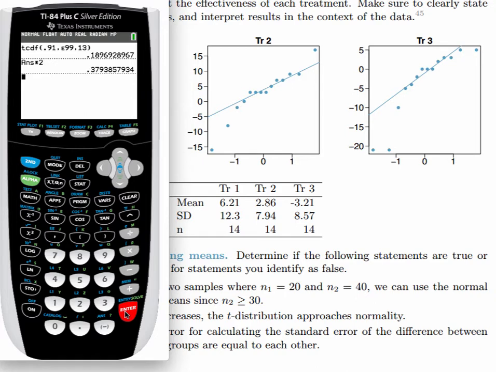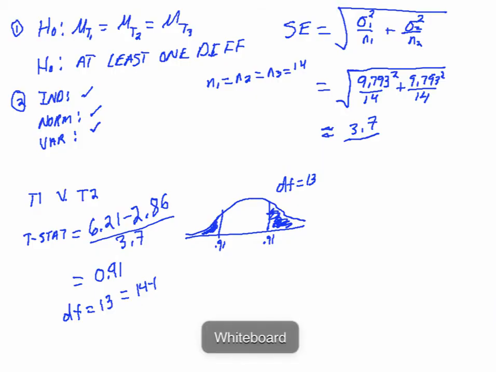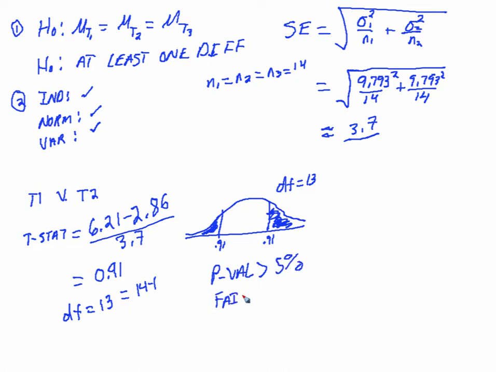So the main thing that we need to see here is that our p-value was big. And given that our p-value was big, p-value is greater than 5%, so we failed to reject that those means are different from each other.